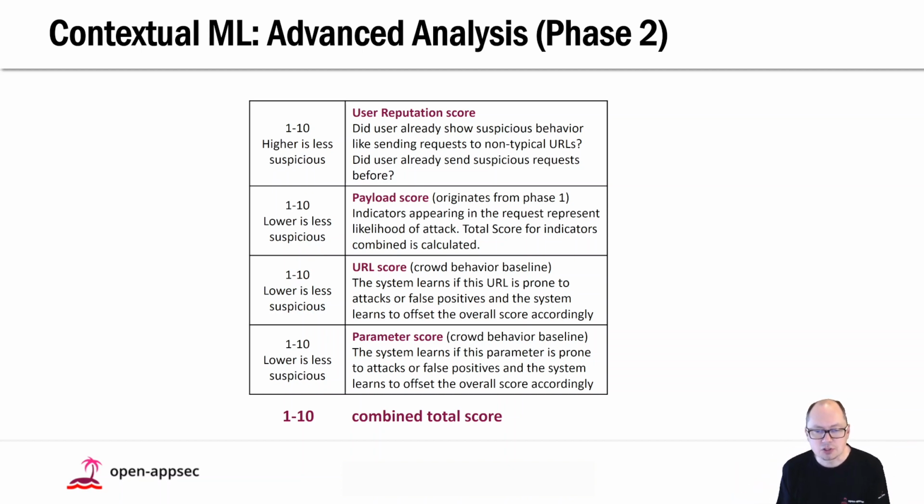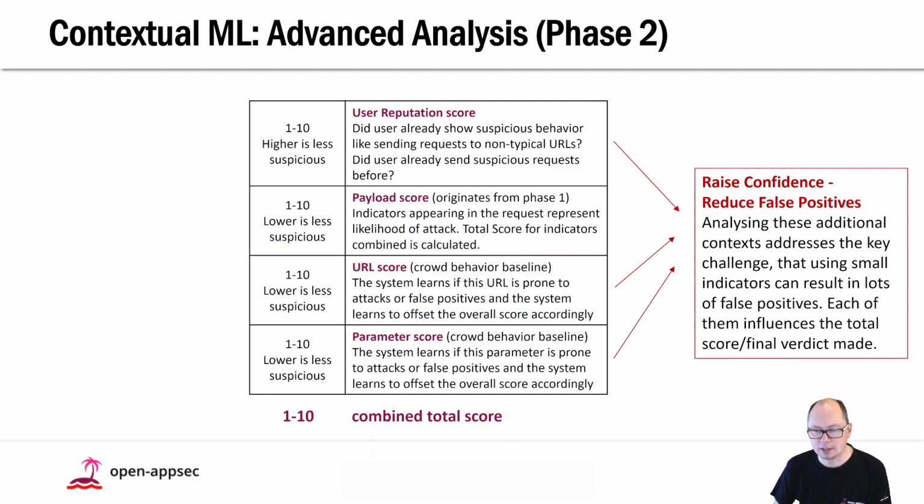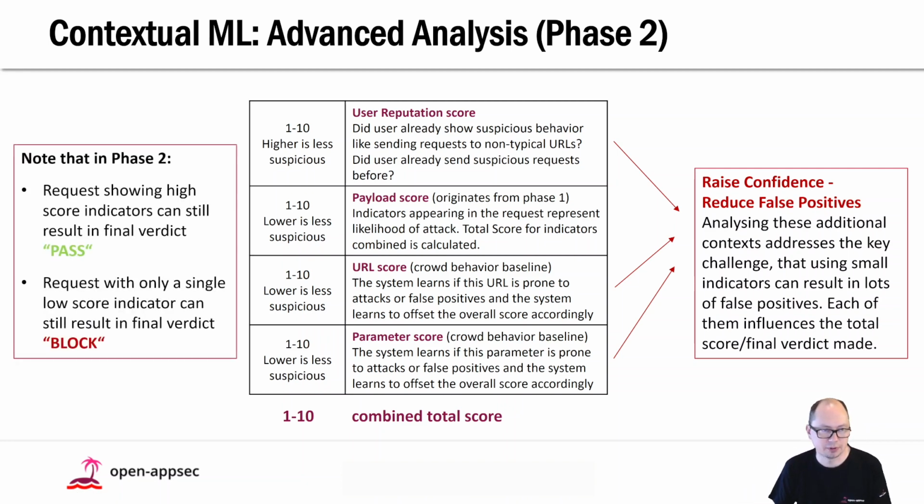Then based on that final score, the decision is made whether traffic is supposed to be prevented, or if the request can just be passed because it is considered benign. So in phase two, the target is to raise confidence and reduce false positives based on the analysis of all the different contexts. And it's important to understand that even requests that show high scores for the indicators determined in phase one can actually be turned into benign requests based on the combined decision looking at the context in phase two.